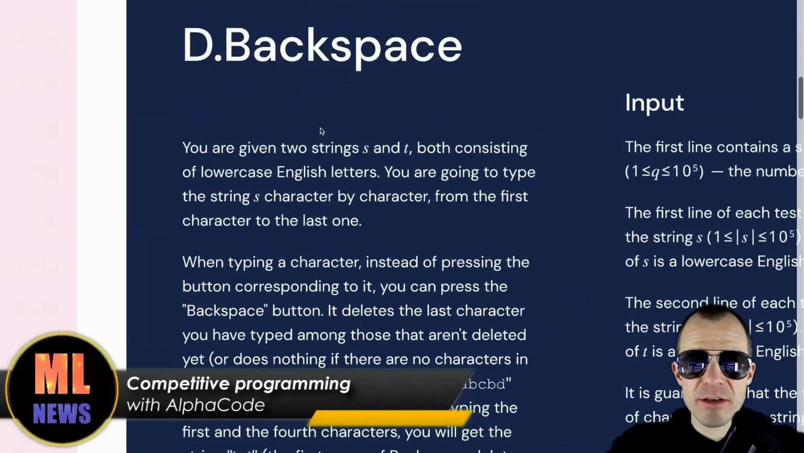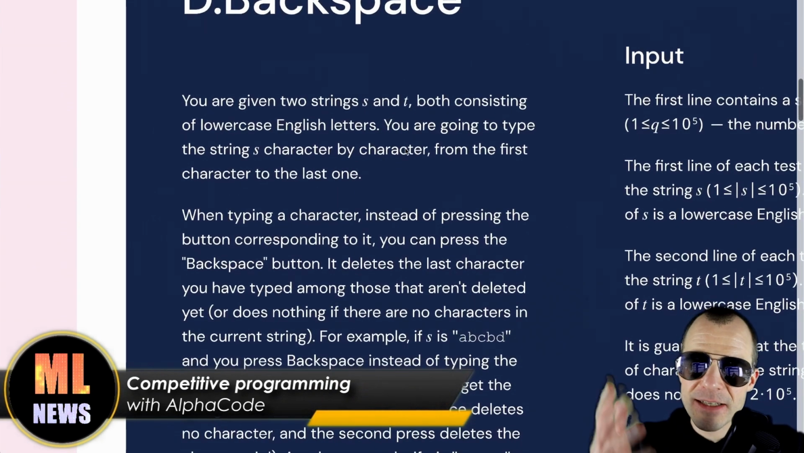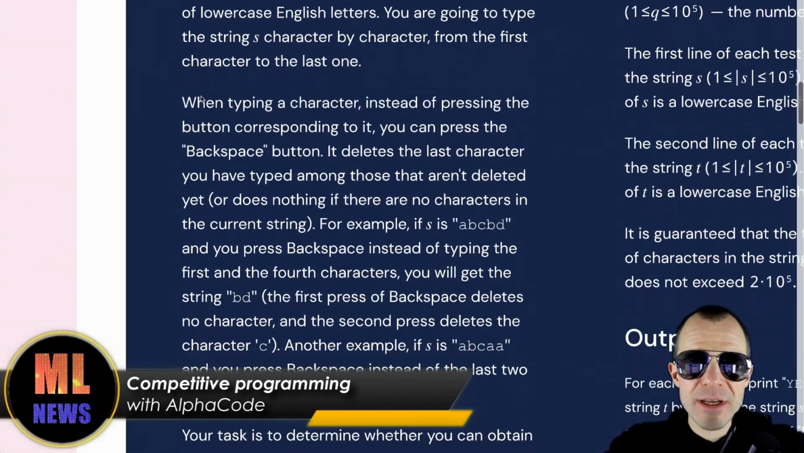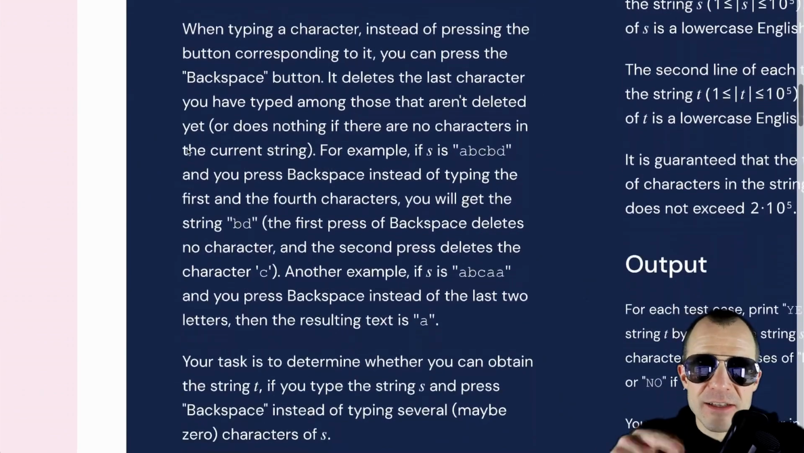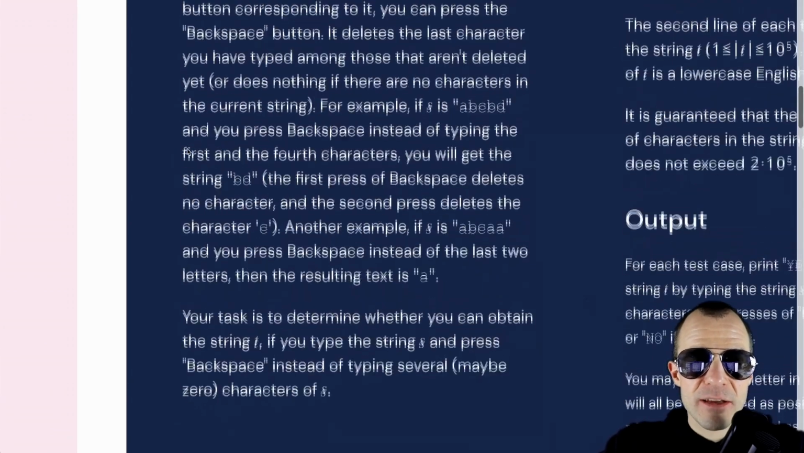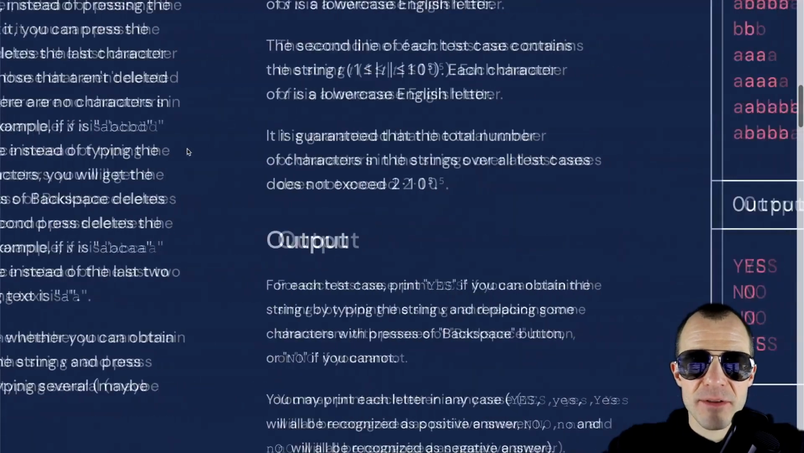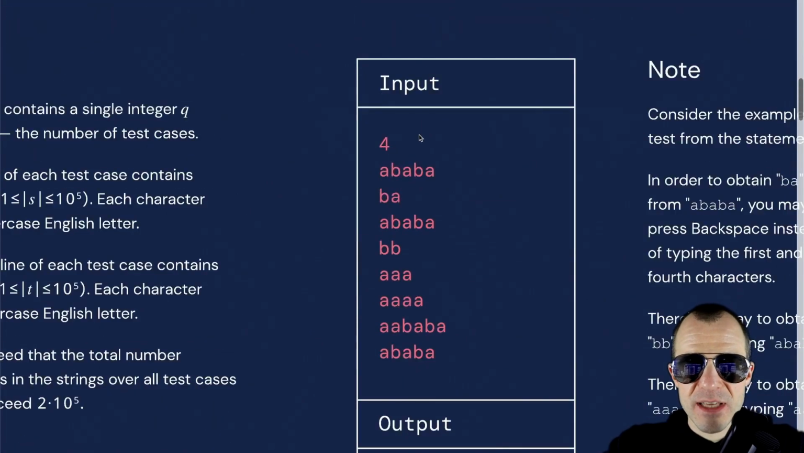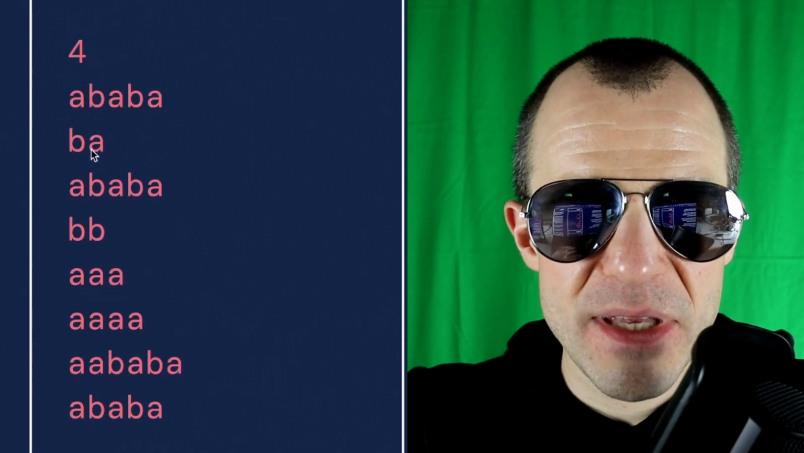So we have one right here: given two strings S and T, both consisting of lowercase English letters. This is kind of overly formal, but it details a procedure. You can press the backspace button as you type the string S, and then the character is deleted. And the question is, can you get from the string S to the string T by pressing the backspace button at the appropriate times? So for example, here is the input. You have four inputs. The first string is A, B, A, B, A. That's S. And BA is T. The question is, can you type S?